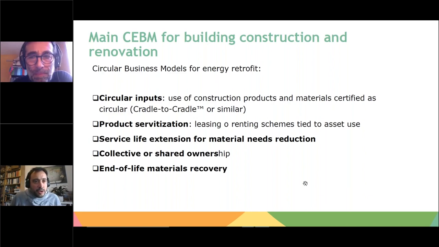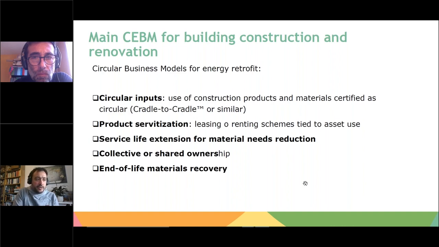Thank you. So as I said, the circular economy business models for building construction can be made more concrete in different sub-strategies, let's say, that can be used alone or in combination. One important thing from a circular economy perspective is to make use of circular materials, circular products, circular building parts. So the use of construction products and materials certified as circular, like for example cradle to cradle, but not only cradle to cradle, but also, for example, FSC for wood material or timber products, and other kinds of certifications, is getting more and more important.